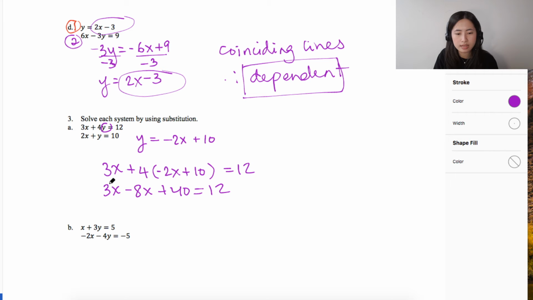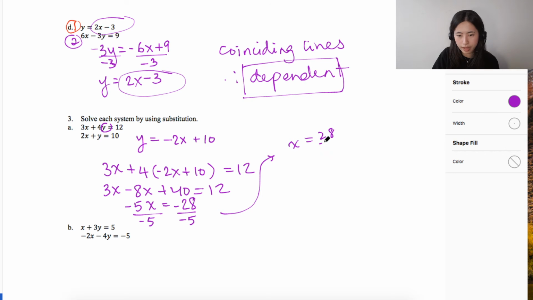So I can see that this is 3x minus 8x, which gives us negative 5x. And you have 40 over here, so if you move 40 to the opposite side, it turns into negative 40. So you would have 12 minus 40, and that's equal to negative 28. Therefore, I can say that my x is equal to 28 over 5. You can't really reduce 28 over 5, that's pretty much it, and just leave your answer in fraction. You don't have to convert this into decimal unless the instructions tell you to do so.